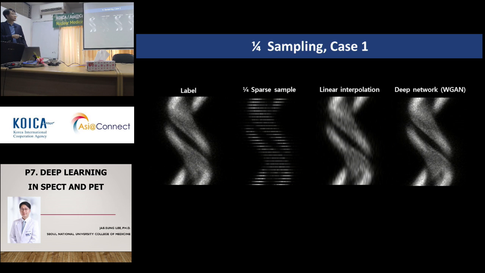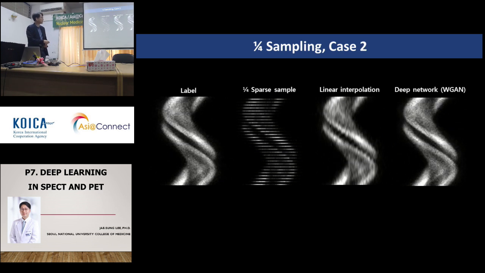So this is the outcome of a simple linear interpolation in this direction. But this is a deep learning outcome. It looks quite similar to the original. This is another example: the original data, the undersampled one, linear interpolation, and the deep learning. Yeah, it still works quite well.